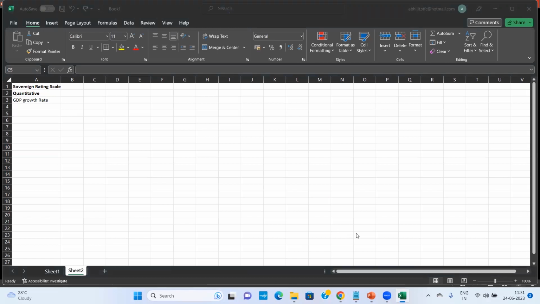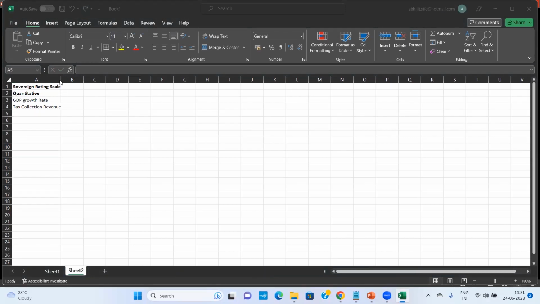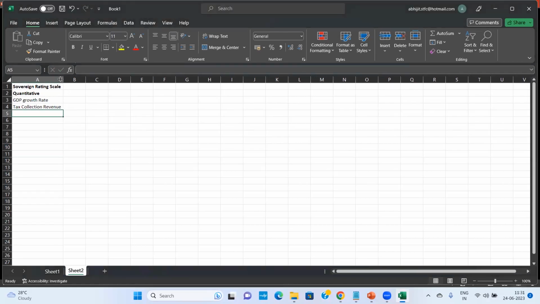So tax collection, okay. Can I name it as revenue or tax collection revenue? Tax collection revenue. Let us split that. No, we are into the quantitative one. So tax collection revenue. What are the other revenues it could be? Let us go one by one. No, literacy is the qualitative one.